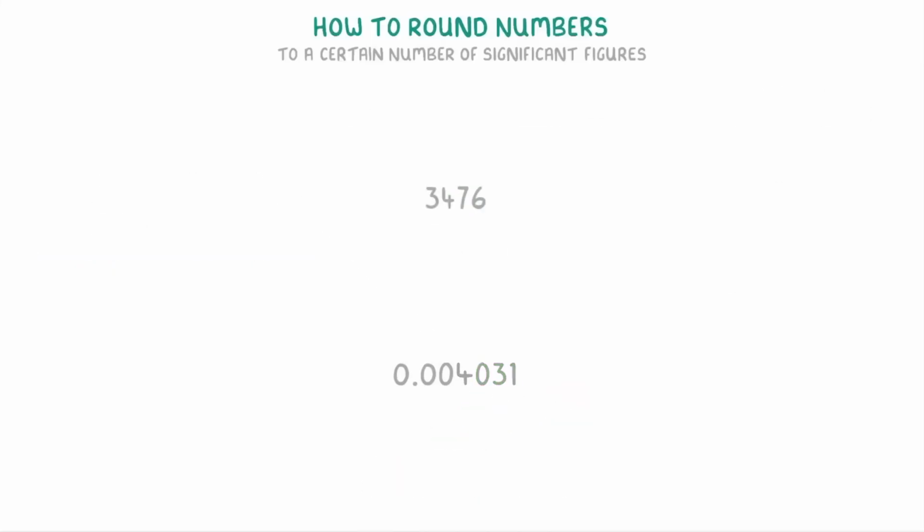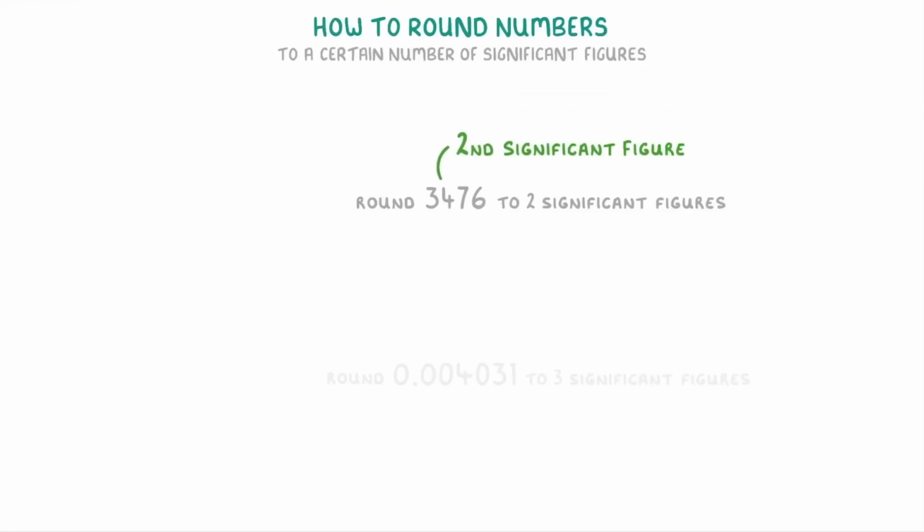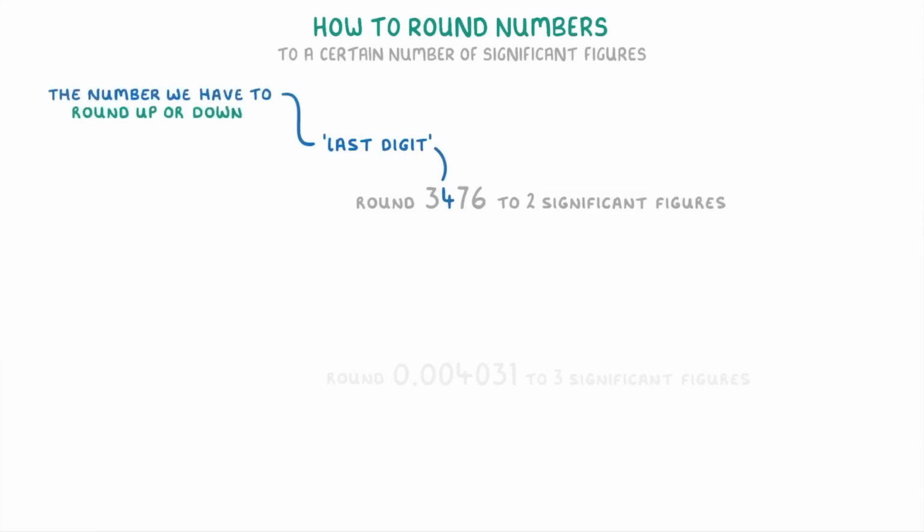So with that out of the way, let's now try a couple of questions. To round 3476 to two significant figures, the first thing we do is find the second significant figure, which is this 4. We can call this the last digit, and this is the number that we have to round up or down. To figure out if we round it up or down though, we have to look at the next digit, so the 7, which we call the decider, because it decides which way we round.